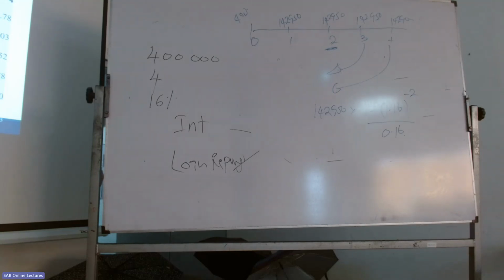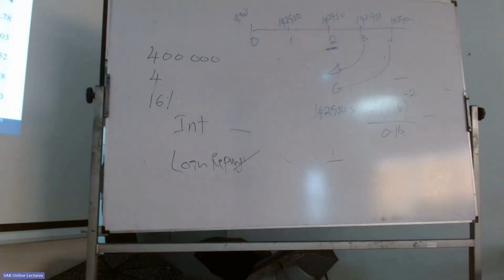If you look at this row, that interest payment row, what can you see? Over time, interest is decreasing. Why? Because interest is calculated on the reducing balance. The bank is charging interest on the reducing balance, even though we pay a fixed amount of 142,950. The bank calculates interest on the reducing balance.